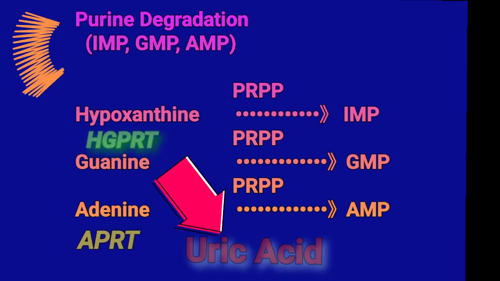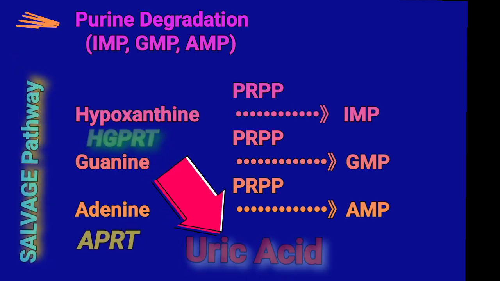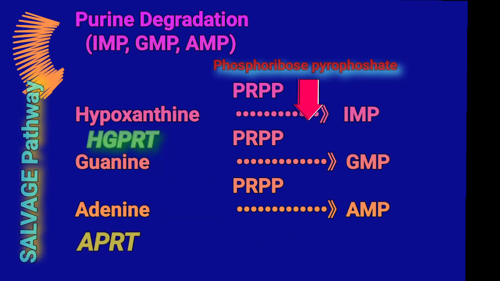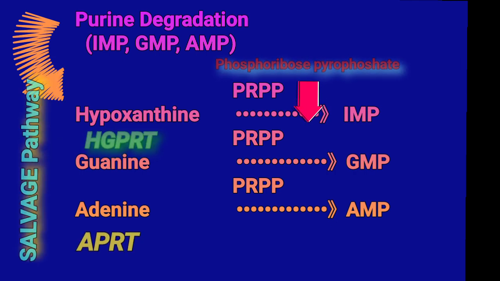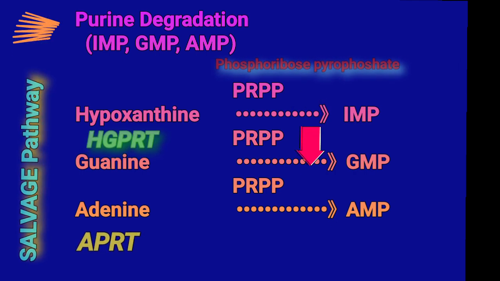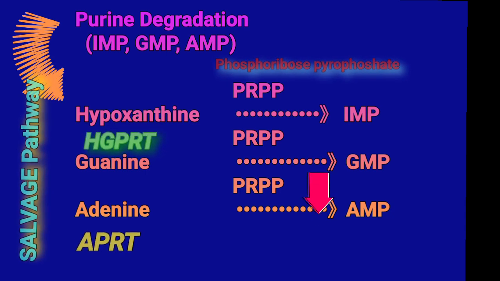So instead of degrading these all the way to a molecule called uric acid, you catch them and recycle them. So if you reattach this hypoxanthine to a phosphoribose from PRPP, you get IMP. If you reattach guanine to phosphoribose, you get GMP. And if you reattach adenine to PRPP, you get AMP.